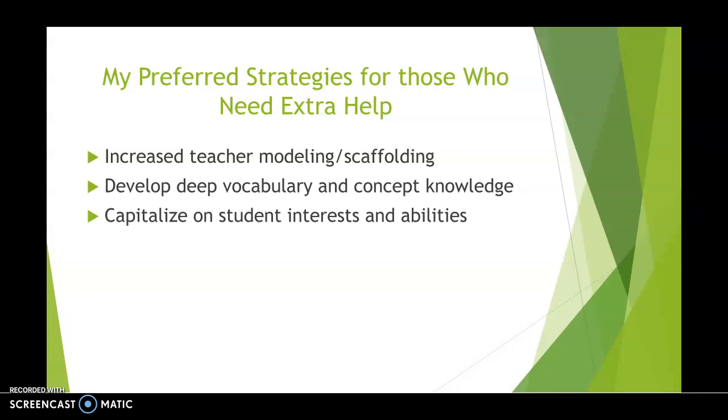Eventually, I will give them a little more responsibility, even if it's just letting them work on one question by themselves, instead of me doing all the questions for them. So that's my goal, though, is to eventually release the responsibility to them. But until I am comfortable, or they are comfortable doing it on their own, then I will work through it with them. So the next one is developing deep vocabulary and concept knowledge.